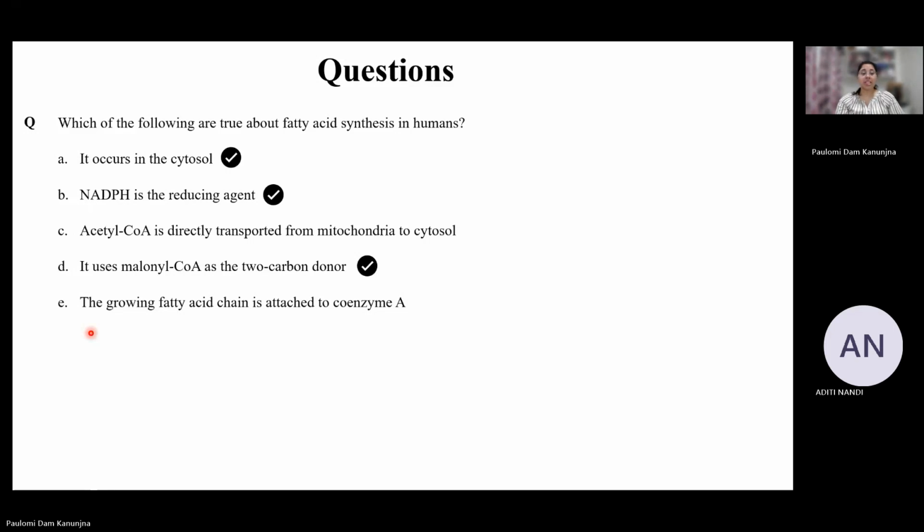The last one says the growing fatty acid chain is attached to coenzyme A. Remember, there is no coenzyme A that it is attaching to. The growing fatty acid is attached to the SH group of the acyl carrier protein.